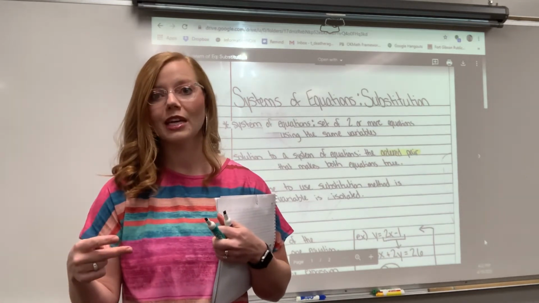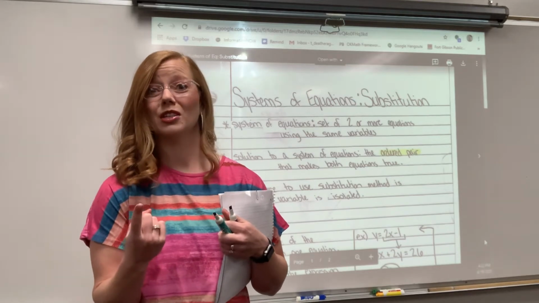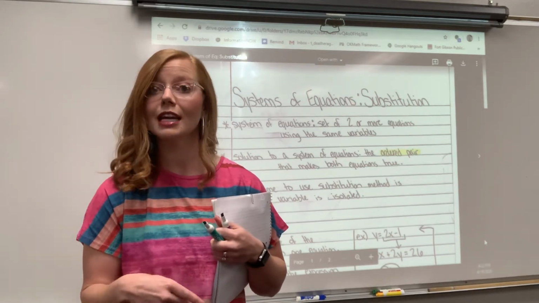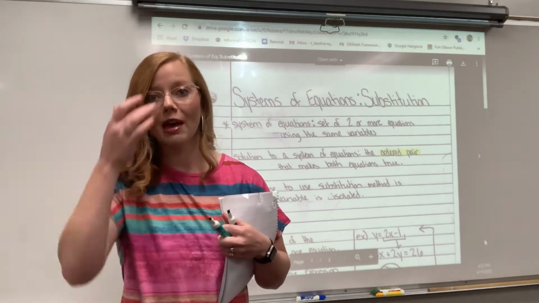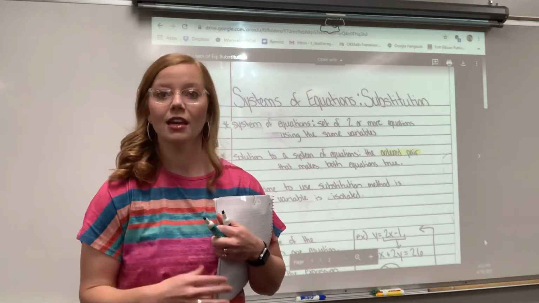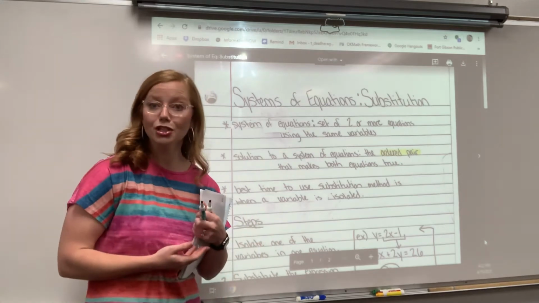You may have two equations where only one of them is in slope-intercept form and the other one is in something called standard form, or maybe even something different. So I wanted to show you a new method of solving a systems of equation. This method is called substitution.